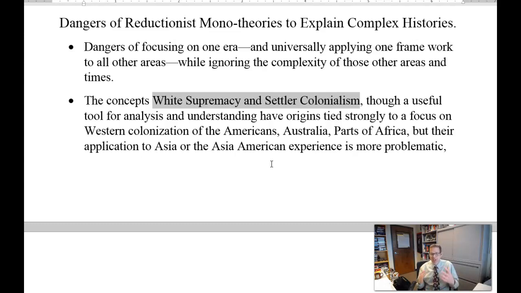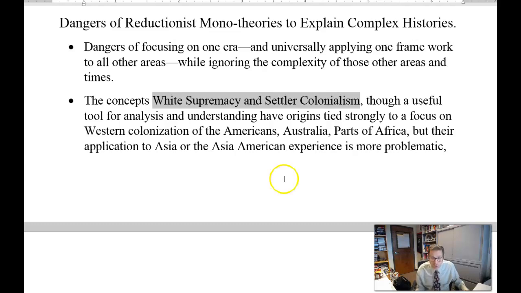So in the case of an Asian American history class, Asia for the most part did not experience settler colonialism, but they certainly experienced colonialism. That means rule by a foreign minority group, but that minority never became the majority demographically, which is kind of the definition of settler colonialism. So in an Asian American history class, I'm a little bit careful using that term too loosely, applying it to the Asian American experience.